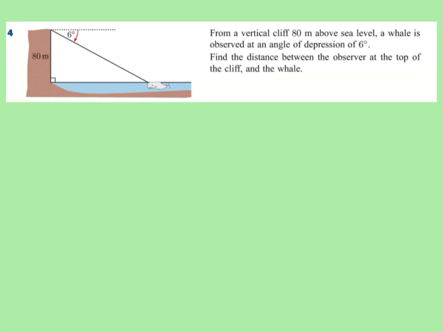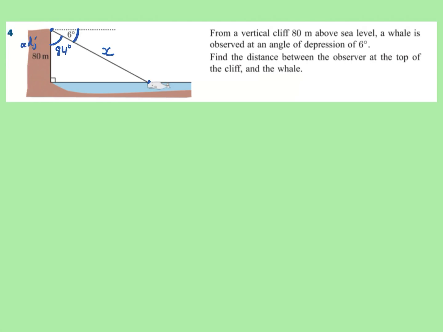Okay, from a vertical cliff 80 metres above sea level, a whale is observed at an angle of depression of 6 degrees. Find the distance between the observer at the top of the cliff and the whale. So what we want to know is this distance here. Okay, how far is it from here to here? And we've been told the angle of depression. Remember, that is the angle of depression, not this angle. But it now means we can work out that this angle must be 84 degrees.